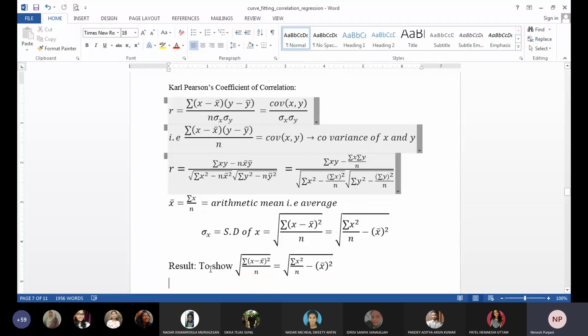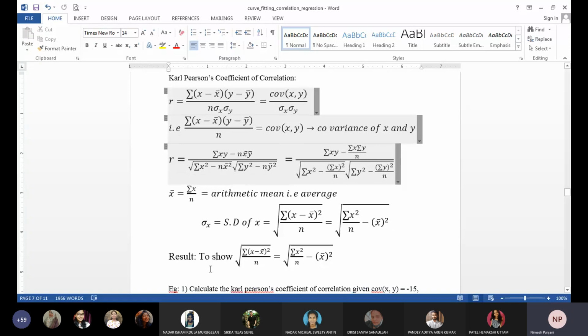This is basically a result that has a proof, which is that square root of summation x minus x bar the whole square upon n can be written as square root of summation x square by n minus x bar square. But frankly speaking, this time, due to the time constraint and the weightage, this proof we will not do in the class. So you have to remember this as a formula.